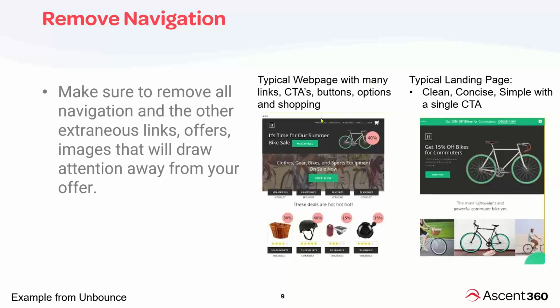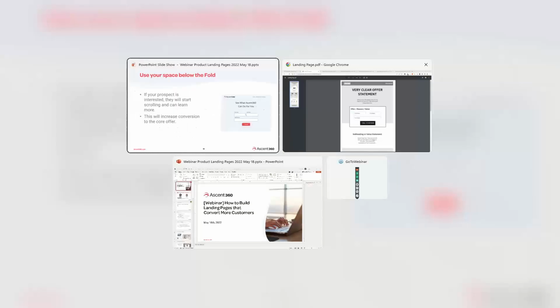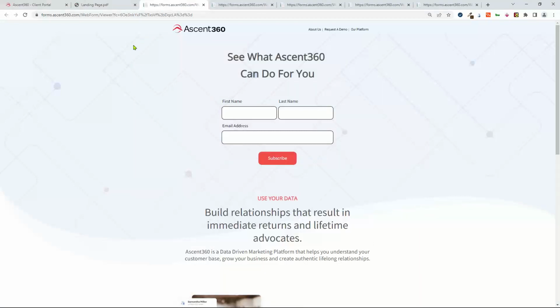All straightforward. The next one is, you actually do want to use the space below the fold. So you're going to end up using a lot of white space, but if your prospect is interested, they're going to start scrolling and learn a little bit more. Let me show you this example. This is one that our team actually uses, and as you can see, it's got a simple CTA: first name, last name, email address, and subscribe.